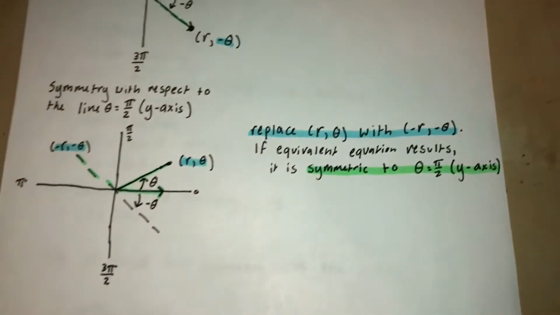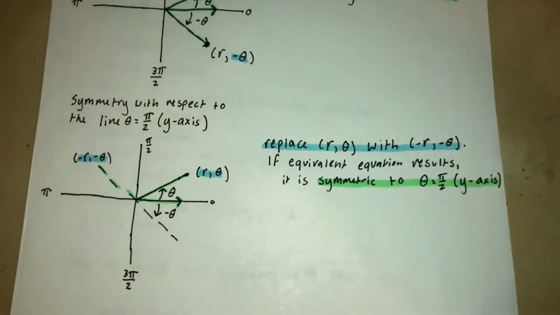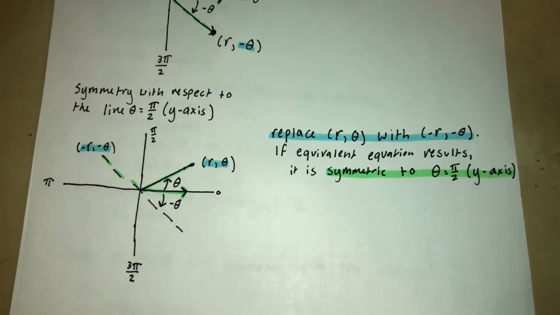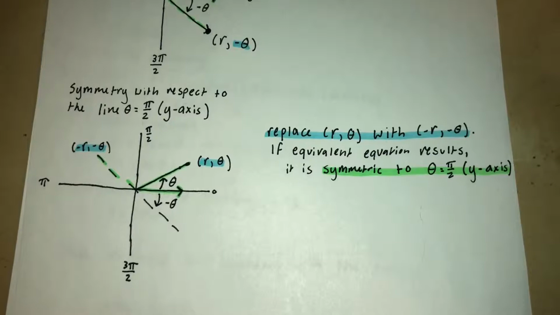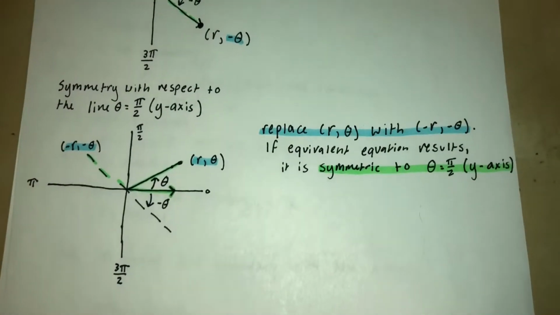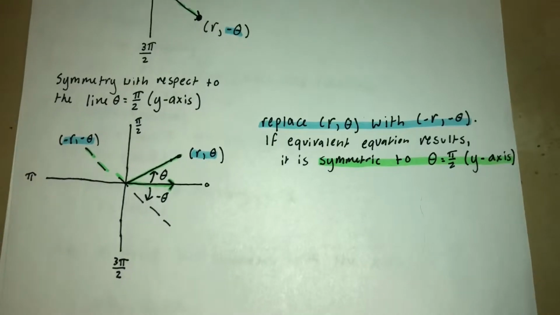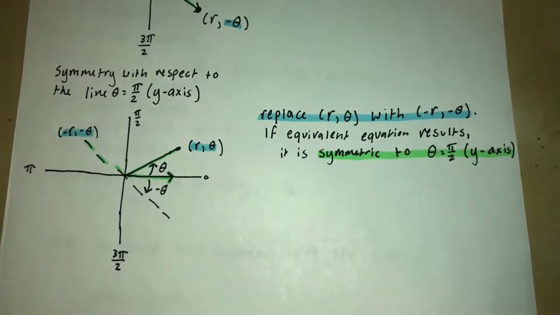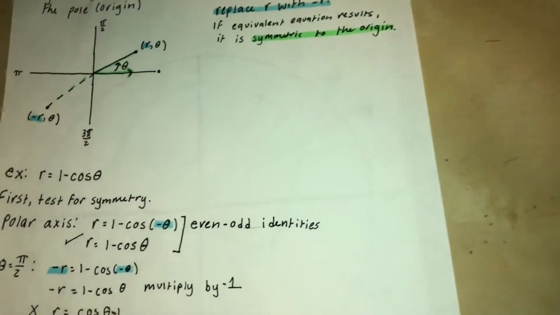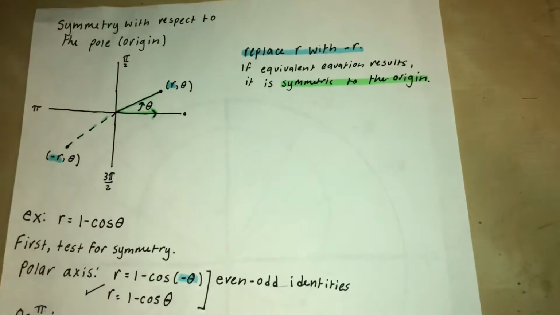For the second one, you are able to test symmetry with respect to the line theta equals pi over 2, which is the y-axis. For this, you're going to be replacing both r and theta with a negative r and a negative theta. And as stated earlier, if it is equivalent to the equation that you began with, then it will be symmetric to the y-axis.